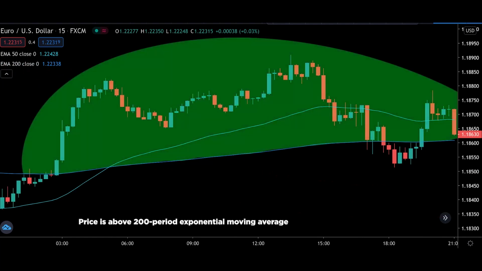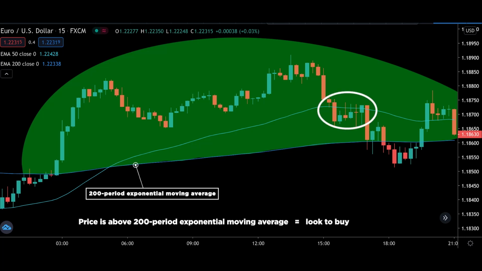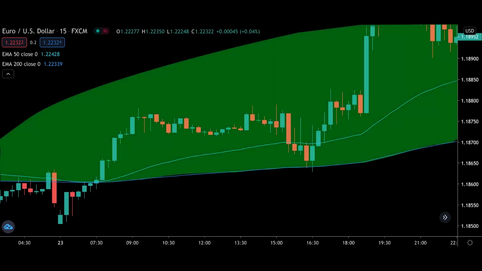This time we have price trading above the 200 period exponential moving average. So immediately we know that we only want to be buying. Price retraces and hits the 50 period exponential moving average. But this time, price breaks the 50 period exponential moving average and doesn't stop. And because there was no valid setup, we wouldn't have entered the trade and lost money. Moving on to the next case study.